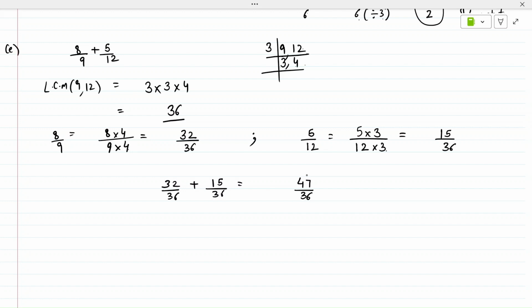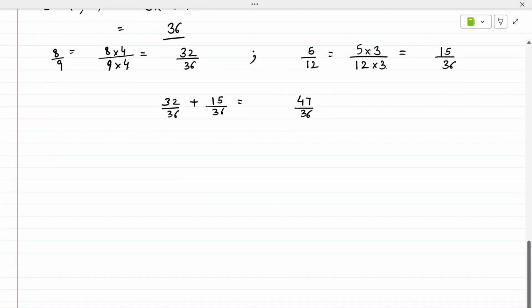Now this 47 and 36, they do not have any common factor, right? So we cannot reduce them to lowest form.